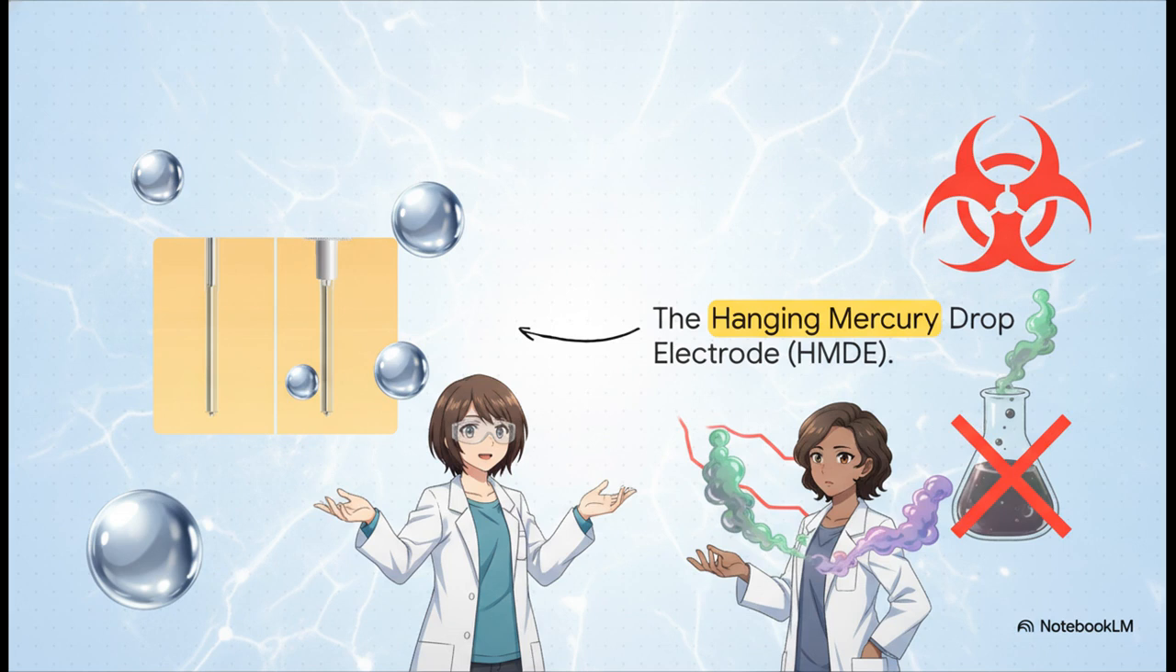But there is a glaring, massive problem here. Mercury is highly toxic. Using it creates this terrible paradox where we're literally using a toxic heavy metal to detect other toxic heavy metals, resulting in really dangerous disposal issues for the lab.